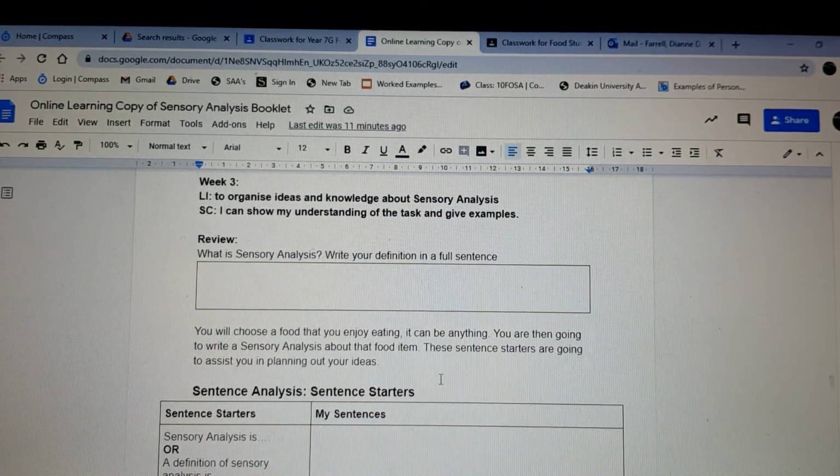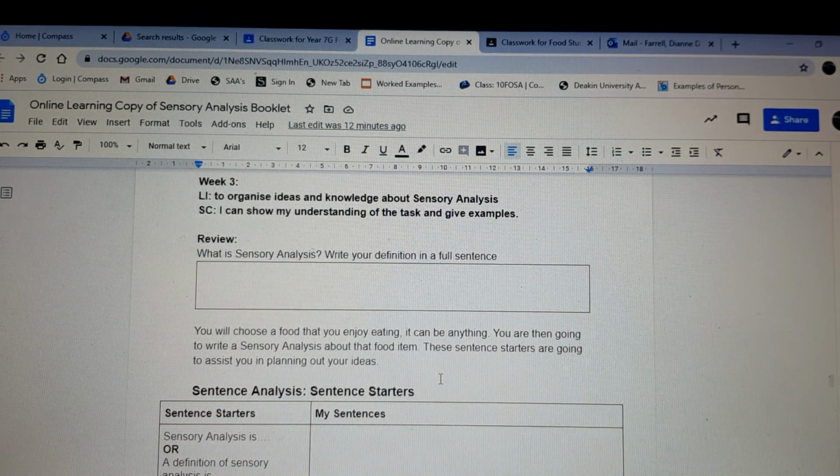Welcome back to week 3 of sensory analysis. Our learning intention today is to organize ideas and knowledge about sensory analysis. The success criteria is I can show my understanding of the task and give examples.